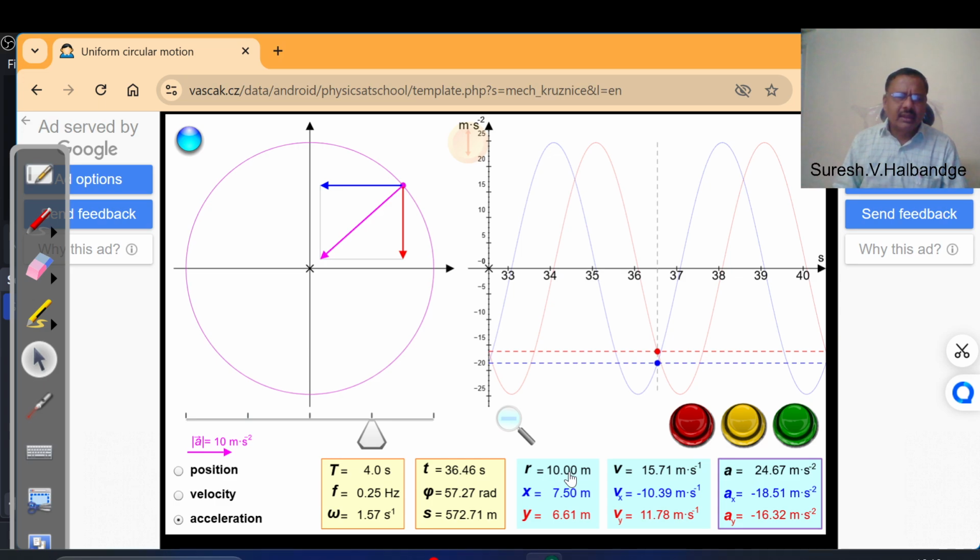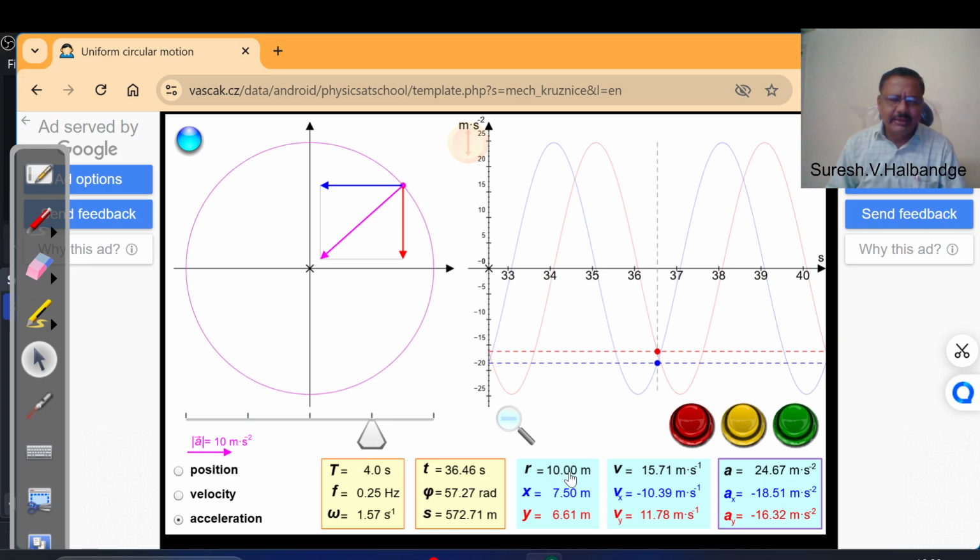Today, myself, Suresh Halbandgi from Satish Pradhan Gyan Sadhana College, Thane, would like to explain the phenomenon of uniform circular motion, wave motion, and oscillatory motion, and how these phenomena are analogous to each other with the help of the animation.